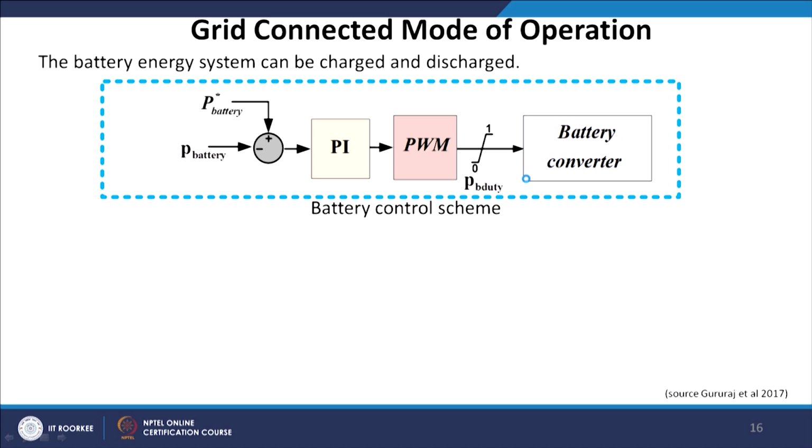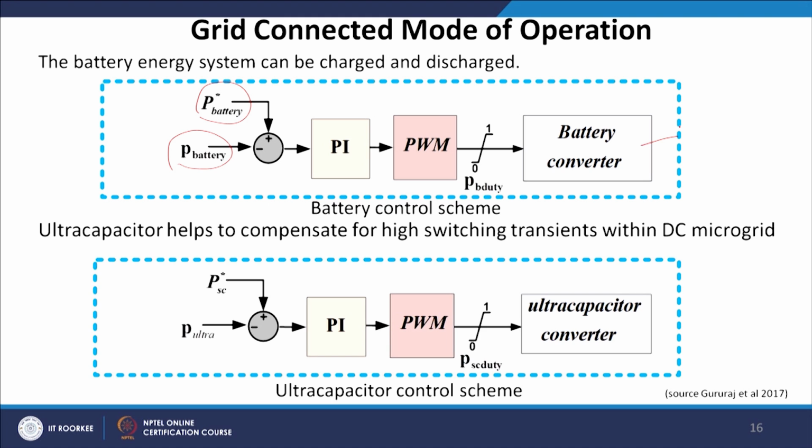Now, the battery control scheme, once again very important. We have P battery, feedback P, and we do have the battery converter. Each and every device is connected to my DC grid through a converter, and you can see the ultra capacitor scheme similar to P battery. We will have P ultra connected to my ultra capacitor converter, and then it can be connected to my DC grid.